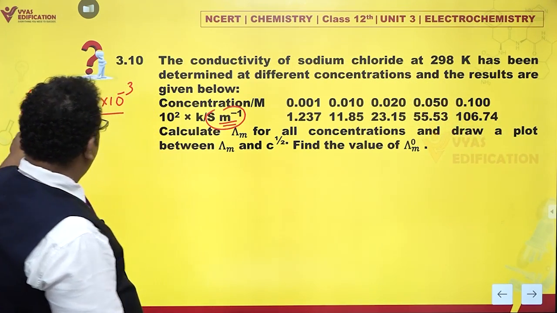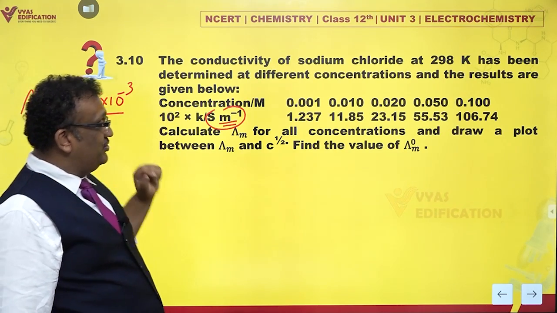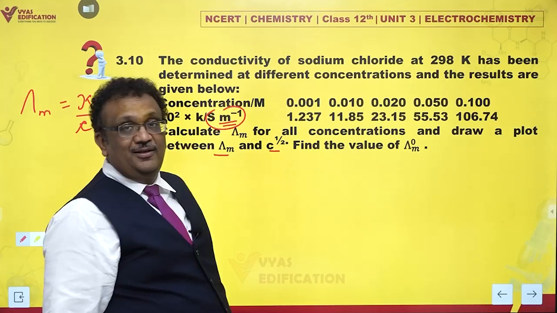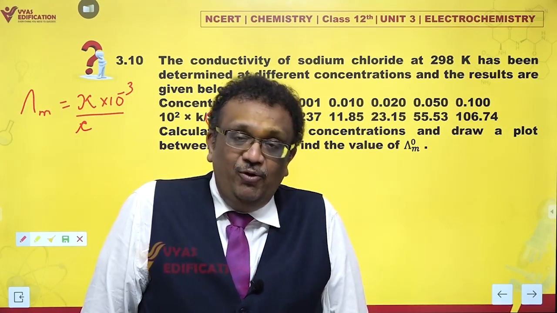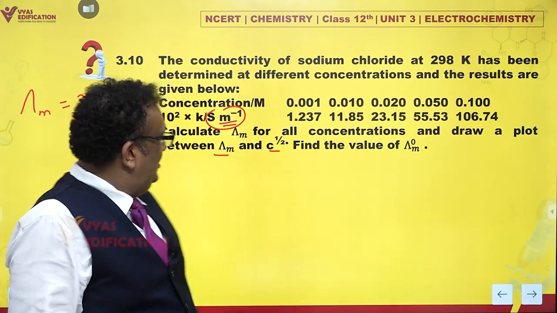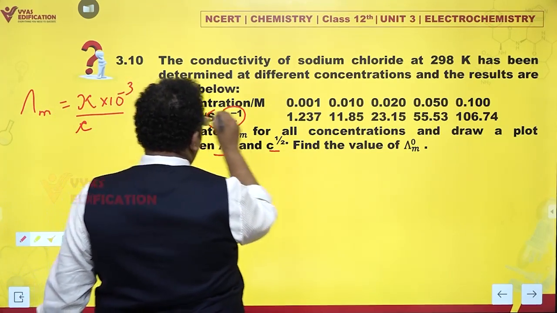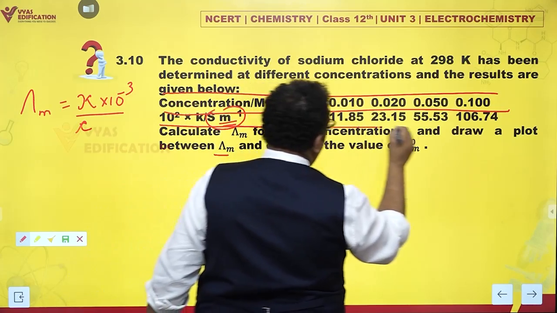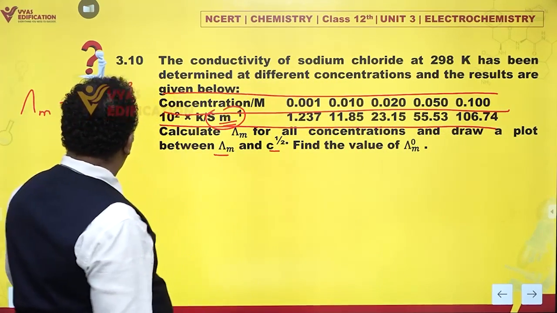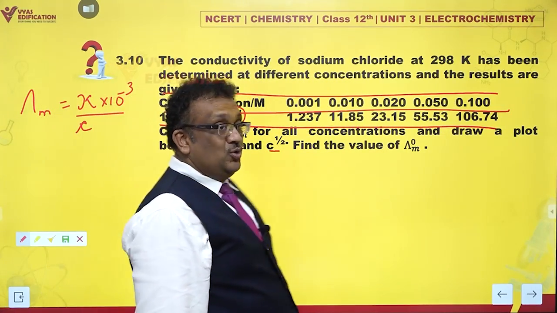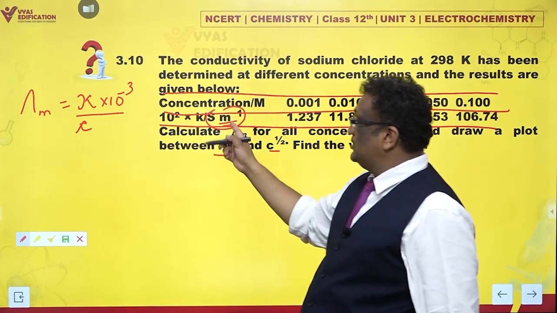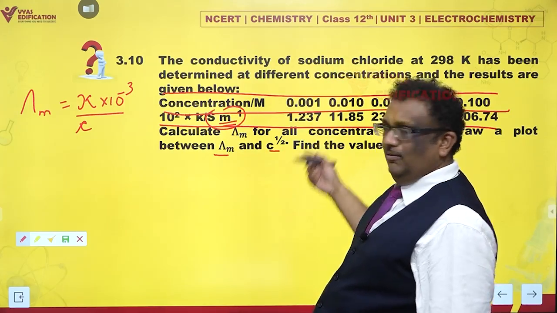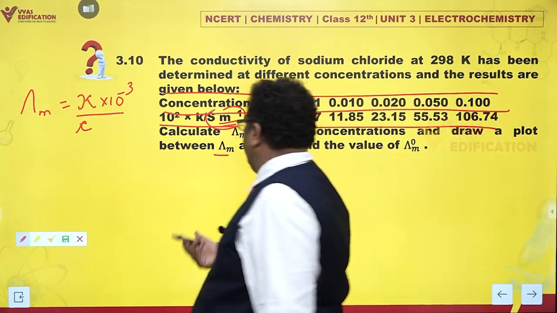So using that, can I find lambda m for various concentrations? Yes. And I'm supposed to plot lambda m versus root C. So along with the table I'm already given, I would prepare one more table in parallel, calculating lambda m and root C. Kappa has to be multiplied by 10 raised to minus 3, and we already have 100 times kappa as given. Let's start. We'll substitute and calculate.